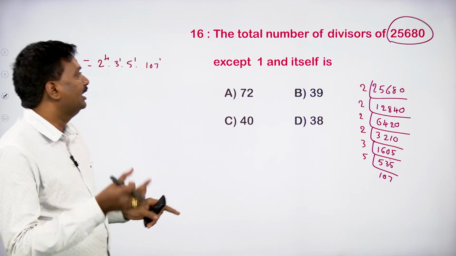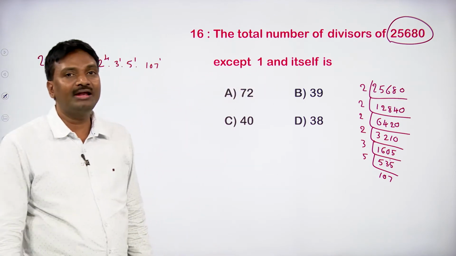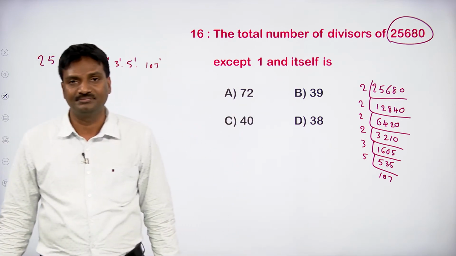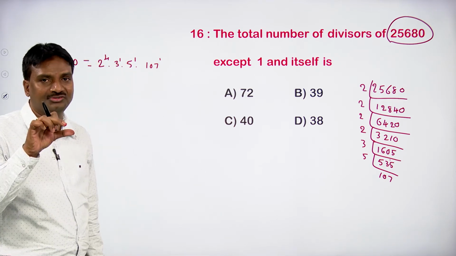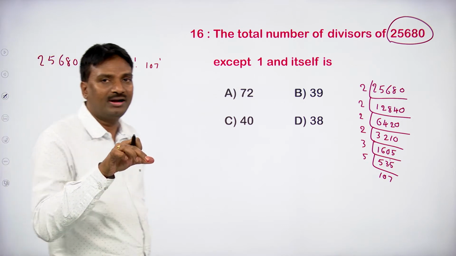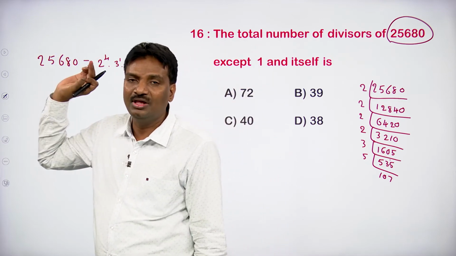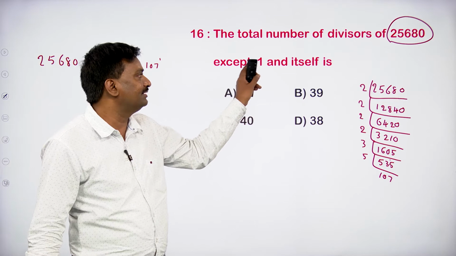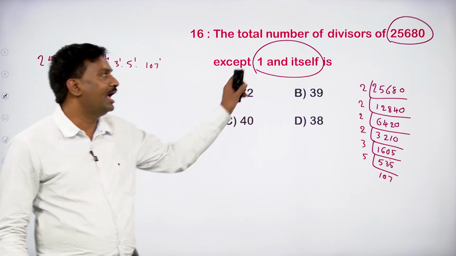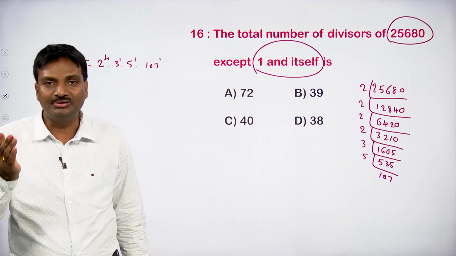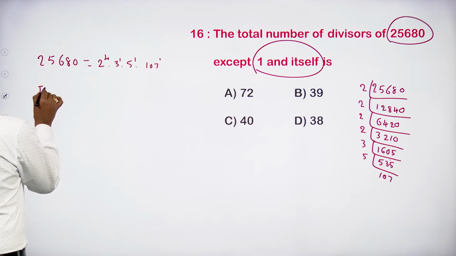Here we have to find the total number of divisors of 25,680 except 1 and itself. Itself means the given number only. So we have to subtract. First let us find the total number of divisors. After getting the total number of divisors of 25,680, we can subtract 2, because according to the problem, except 1 and itself. So don't consider 1 and the number 25,680. We have to take the remaining divisors only.